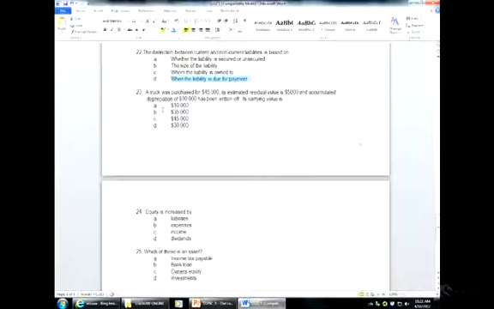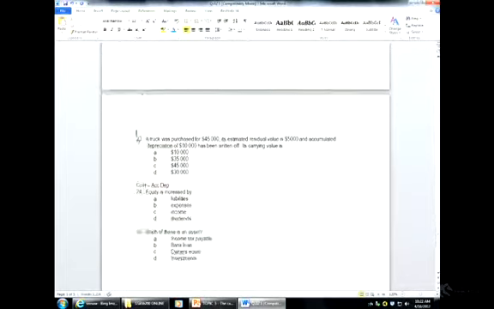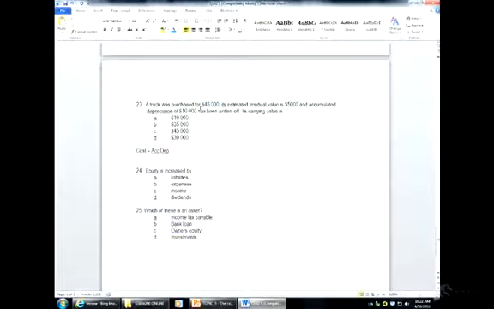A truck was purchased for $45,000. Its estimated residual or scrap value is $5,000, but its accumulated depreciation is $10,000. What is its carrying value? Now, the question only asks us about the carrying value. It doesn't ask us about depreciation. Depreciation is already given to us as $10,000. So carrying value is nothing but cost less accumulated depreciation. So the cost was $45,000. Accumulated depreciation is $10,000. So the correct answer is $35,000, B.